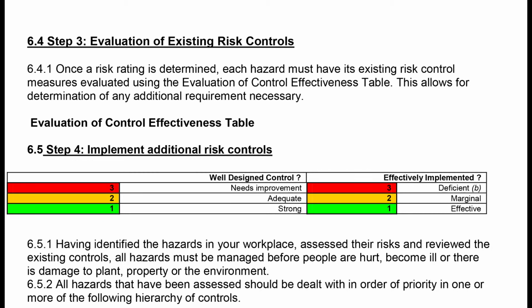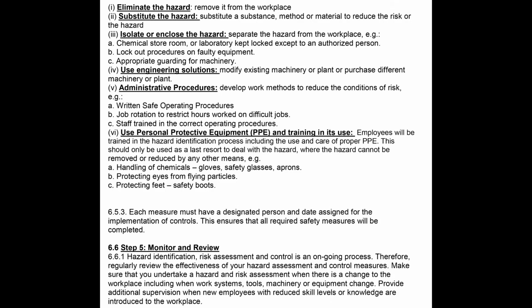Implement additional risk controls. Having identified the hazards in your workplace, assessed their risk, and reviewed the existing controls, all hazards must be managed before people are hurt, become ill, or there is damage to the plant, property, or the environment. All hazards that have been assessed should be dealt with in an order of priority in one or more of the following hierarchy of controls. Number 1, eliminate the hazard, remove it from the workplace. Number 2, substitute the hazard. Substitute a substance, method, or material to reduce the risk of the hazard.